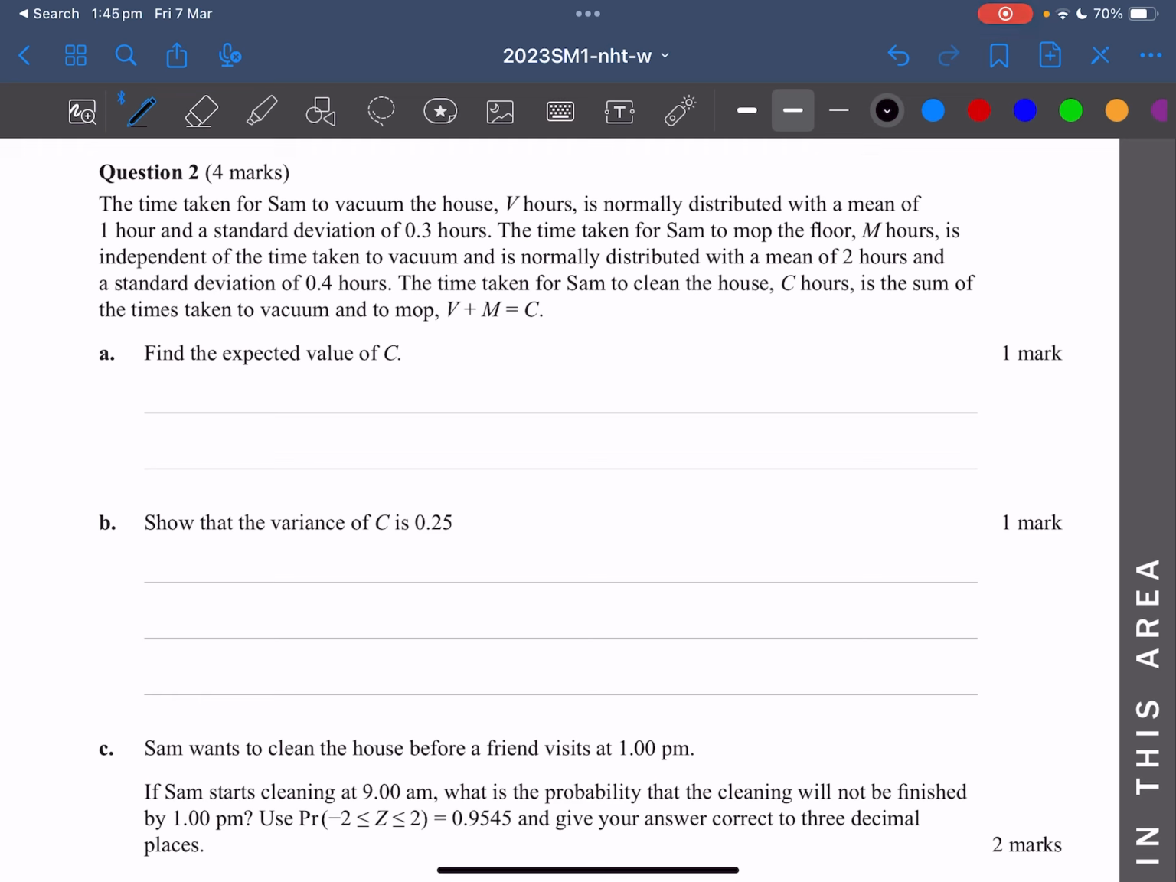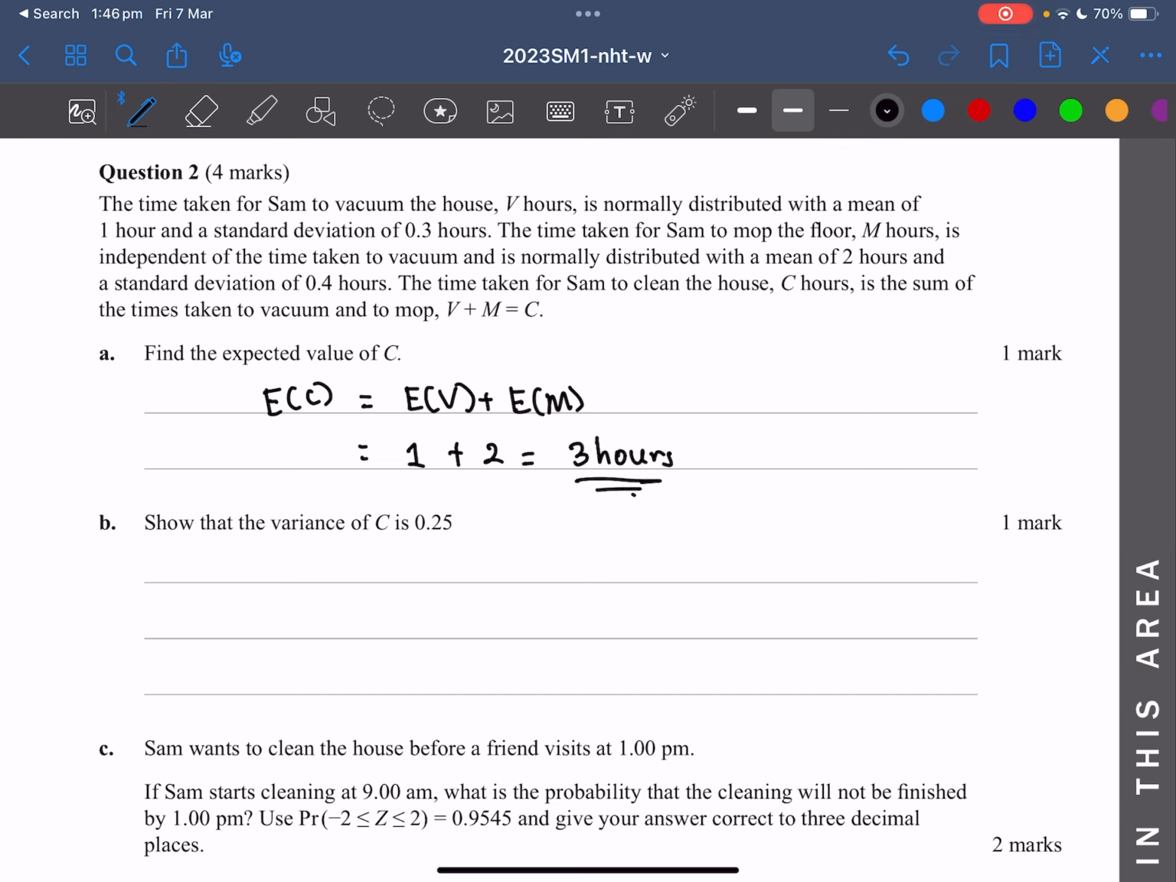Basically, cleaning the whole house together is represented by V plus M. Find the expected value of C. When we say expected value of C, we are talking about finding the mean value of C. We can write this as E of V plus E of M. We just have to add them up. The mean of vacuuming is 1 hour and the mean of mopping is 2 hours. Added together, we get 3 hours.